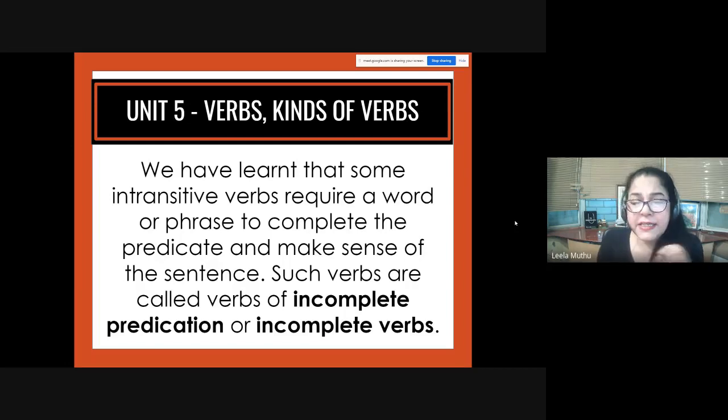So we have learned that some intransitive verbs require a word or phrase to complete the predicate and make sense of the sentence. Such verbs are called verbs of incomplete predication or incomplete verbs. Exactly what I spoke about earlier, but in fancy English. All right, the same thing.